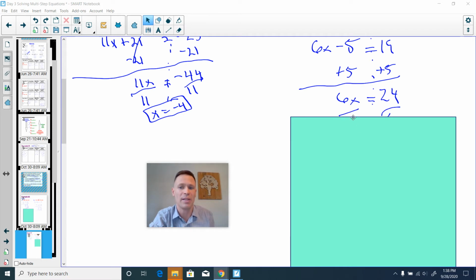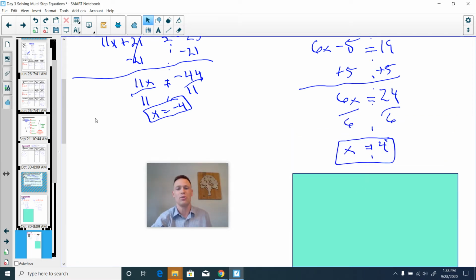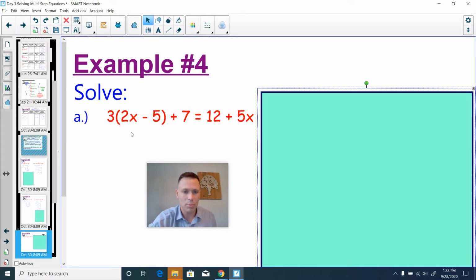And there's only one more thing happening to x. I'm multiplying by 6, so I'm going to divide to undo that, and I get x is equal to 4. All right, next problem, example 4.